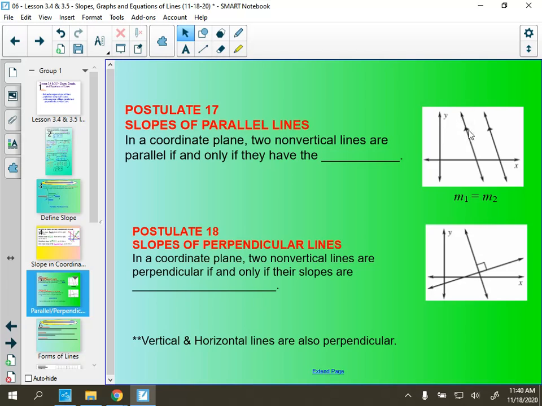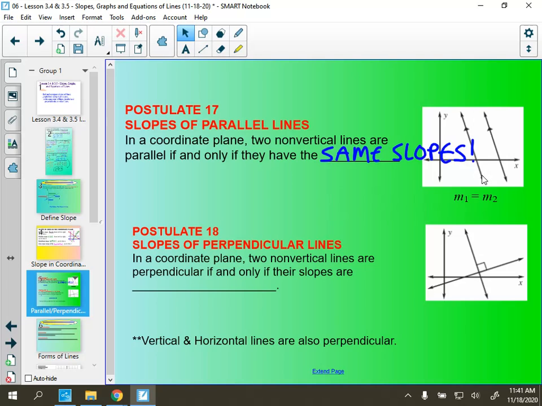Parallel lines, what's the relationship between their slopes in a coordinate plane? So in a coordinate plane, 2 non-vertical lines are parallel if and only if they have the same identical slopes. Which hopefully that's not a big reveal. And even that was something I believe is covered in Algebra 1 class, and it should be.